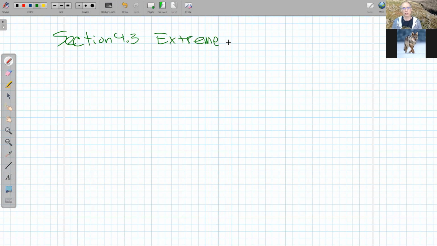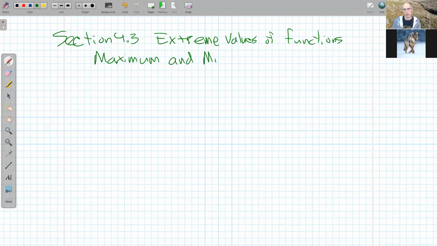Extreme values of functions. So extreme values are maximum and minimum values of some function f. When we're talking about extreme values, we're talking about a y value. So maximum, what's the biggest y value that we see? Minimum, what's the smallest y value we see?